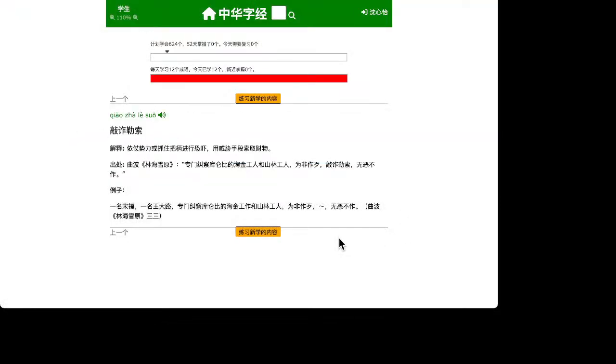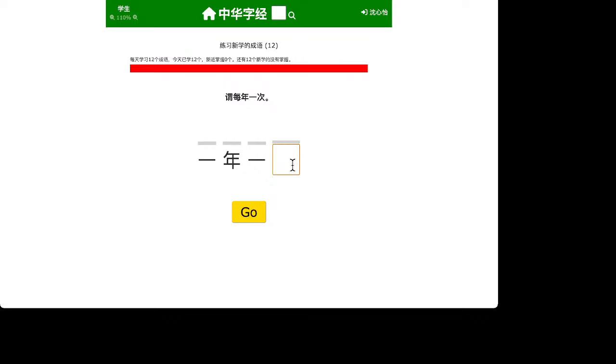All right, that's our 12 idioms for today, and then this practice is fill in the blank. I already forgot this. What are you supposed to do if you don't remember? You just put in the wrong answer. Oh, okay.